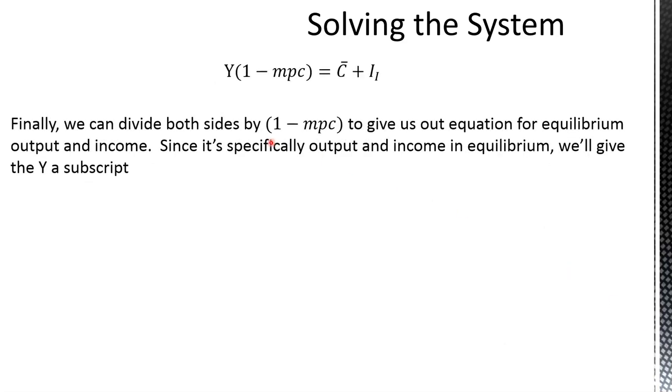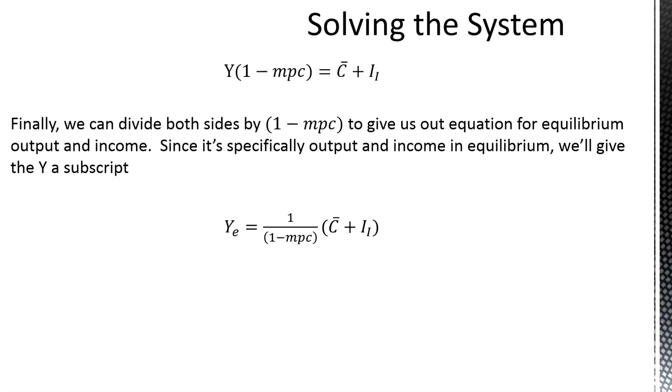From there, we just need to divide both sides by 1 minus MPC, and this will give us our equation for equilibrium output and income. Again, we'll denote that as Y sub E, the E just standing for equilibrium. Now, this is going to be a very important equation to keep in mind for the quizzes and the next exam, and I want to look at it in a little bit more detail.